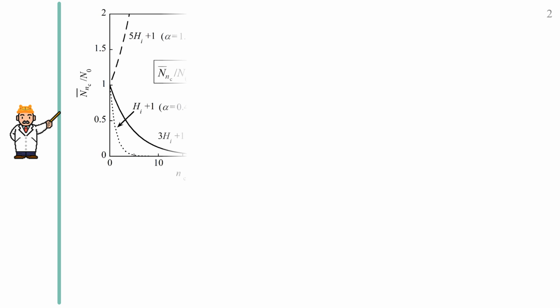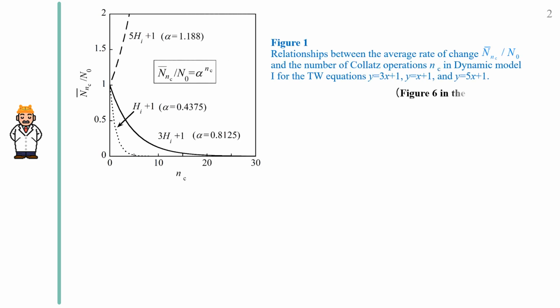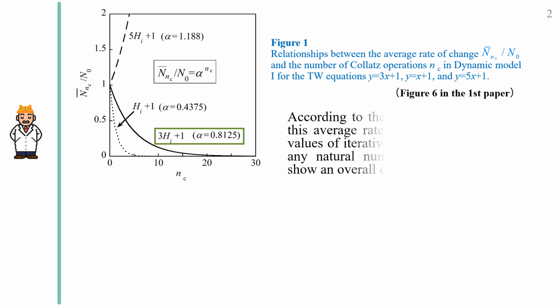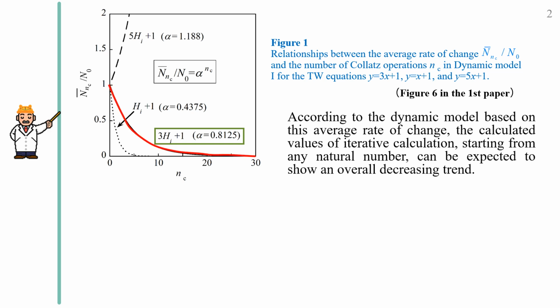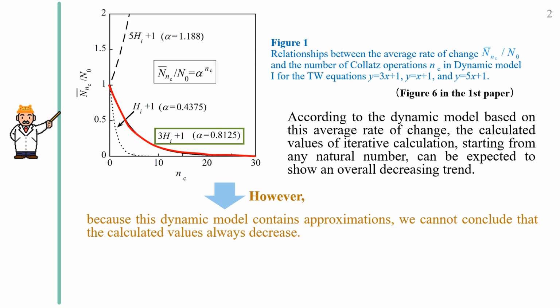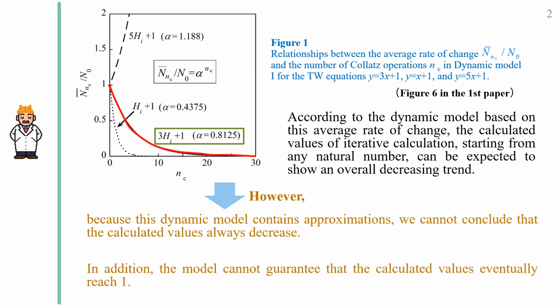As shown in the previous video, when an odd number appears, the Collatz operation uses the formula y equals 3 times x plus 1 to calculate the next step. The average rate of change of this operation becomes smaller than 1. Therefore, according to the dynamic model based on this average rate of change, the calculated values of iterative calculation, starting from any natural number, can be expected to show an overall decreasing trend. However, because this dynamic model contains approximations, we cannot conclude that the calculated values always decrease. In addition, the model cannot guarantee that the calculated values eventually reach 1.